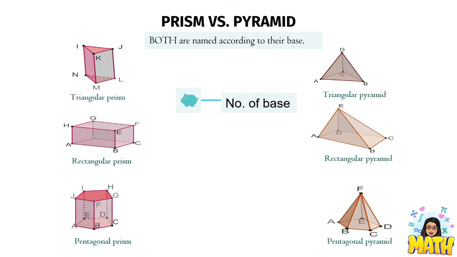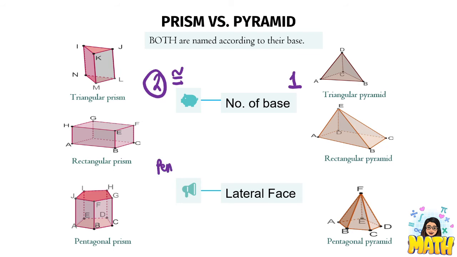The first one is the number of bases. We can see that we always have 2 bases here that are polygons, parallel, and congruent to each other. While for the pyramids, we only have 1 polygonal base. Next is by looking at their lateral faces. Dito sa ating mga prisms, lahat ng mga lateral faces nito ay parallelograms, while for the pyramids, lahat naman ay triangles in shape. So, I hope hindi malito sa pag-name dito.